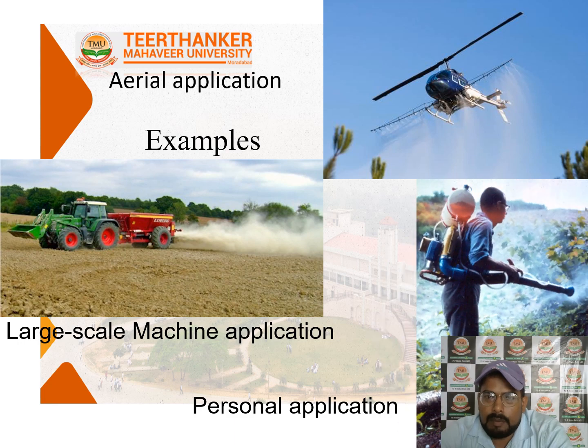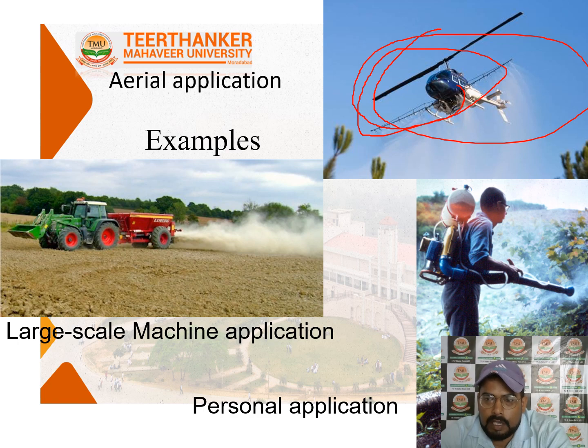The first is the aerial application using a helicopter. A helicopter spreads over a very large area, covering it with the application of pesticide, fertilizer or water in the fields. Next is mechanical application. Mechanical means machine application, like a tractor, so it spreads quickly.